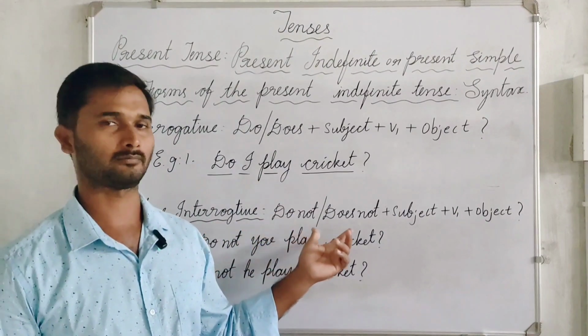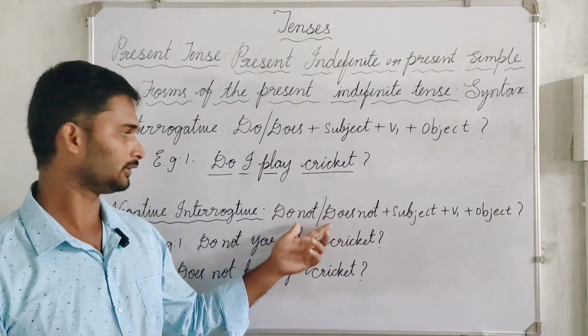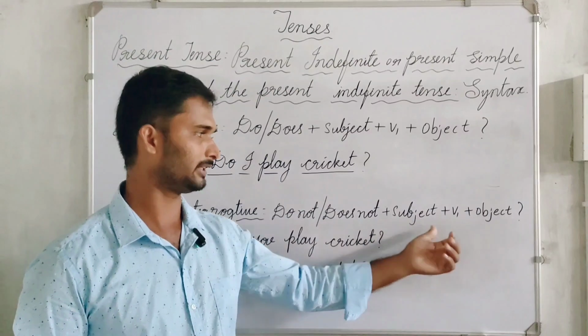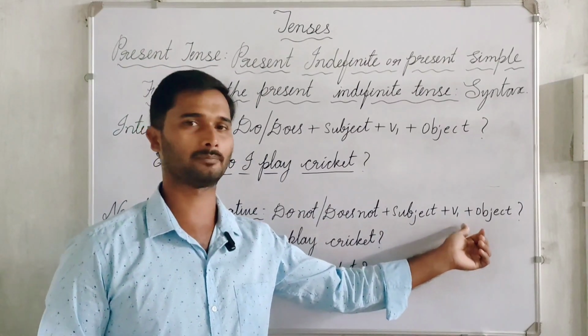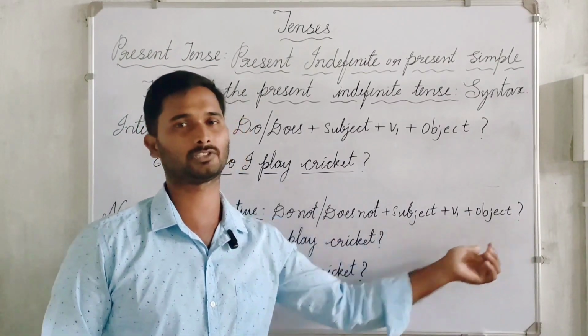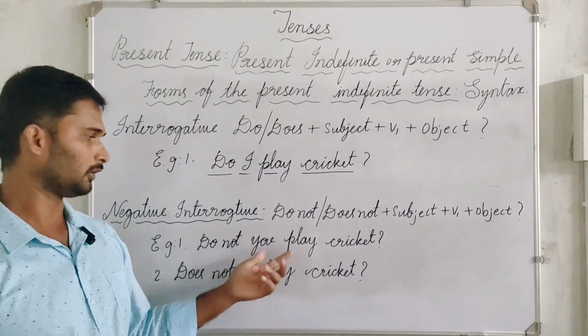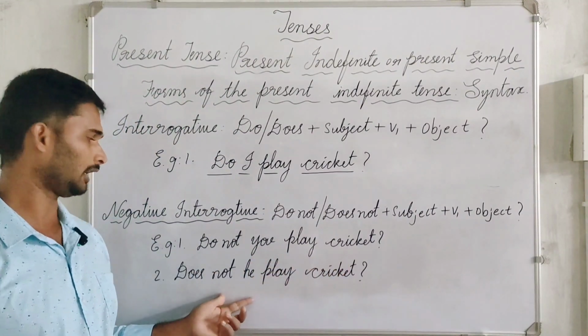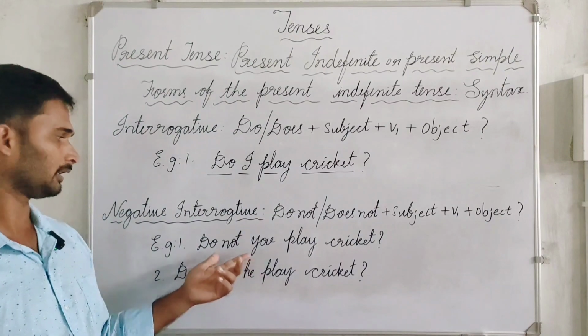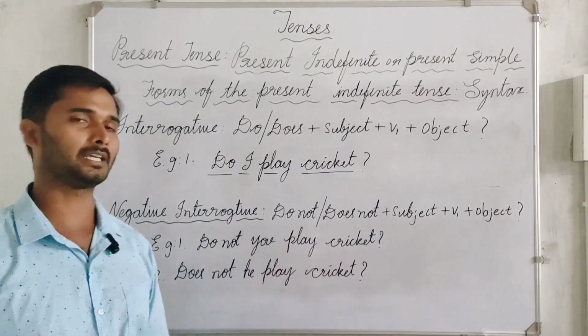Negative interrogative form. Here we have the syntax: do not or does not plus subject plus V1, the first form of the verb, plus object, plus at the end of this a question mark. Here are a few examples. Do not you play cricket? Or does not he play cricket? The short forms. Don't you play cricket? Or doesn't he play cricket?